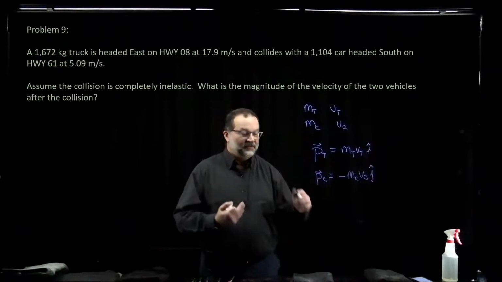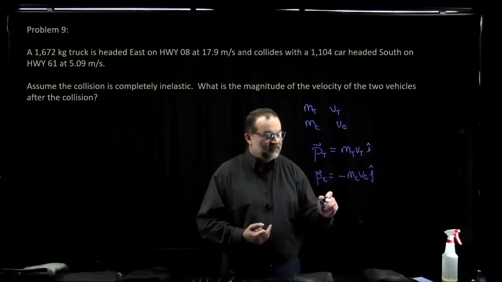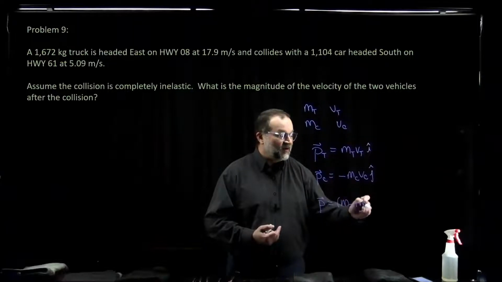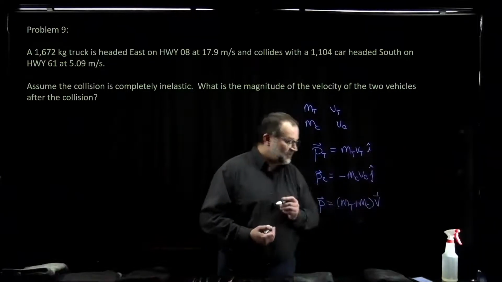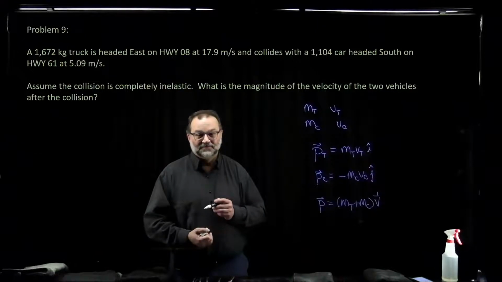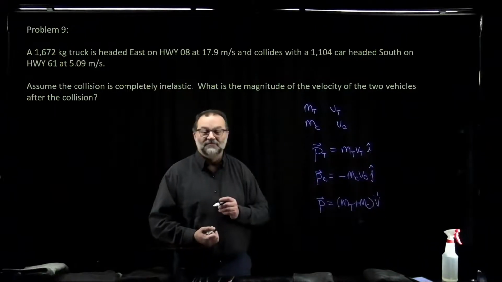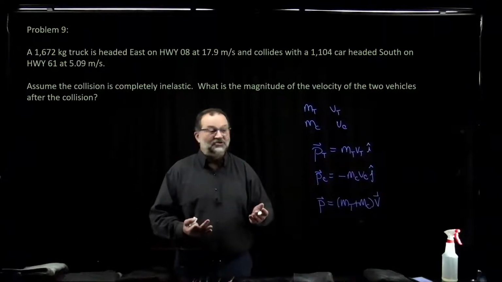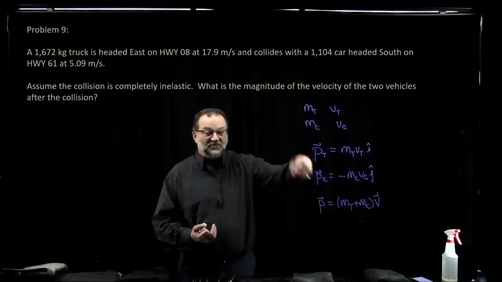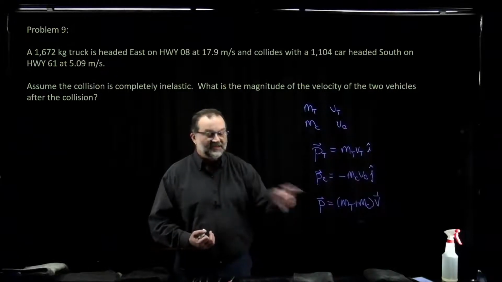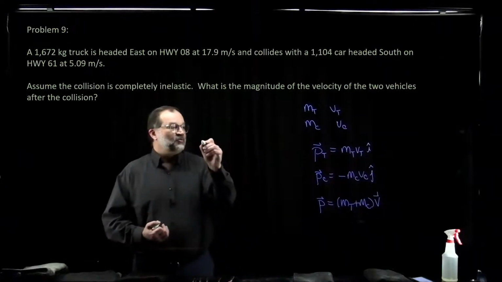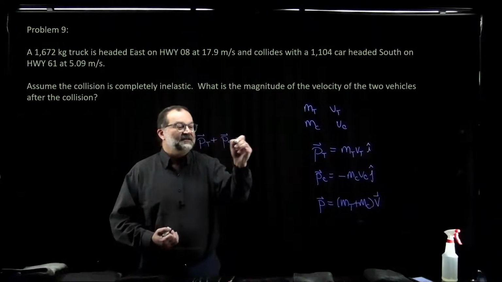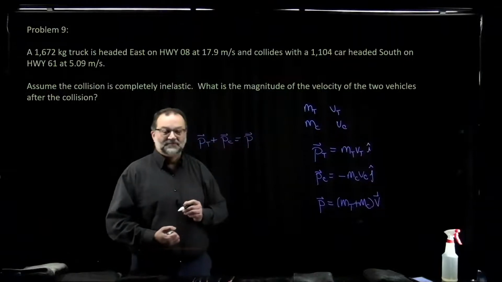That means after the collision, the momentum is the mass of the truck plus the mass of the car times some velocity we do not yet know, and we're after the magnitude of that velocity. So how do we get there? Well, momentum is conserved, so the sum of whatever we had beforehand has to be equal to that. P_T plus P_C equals our final momentum.